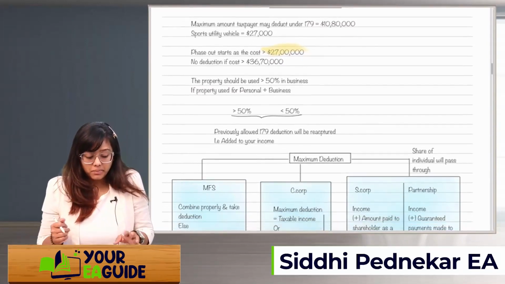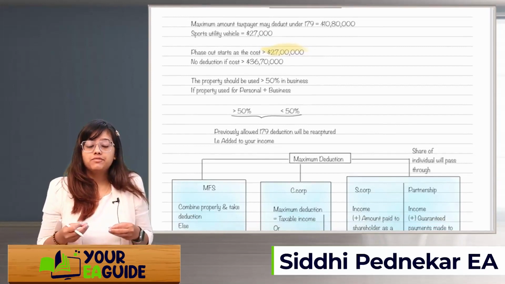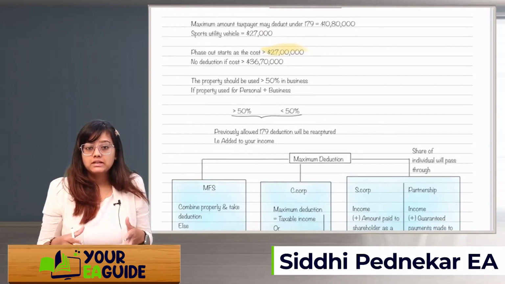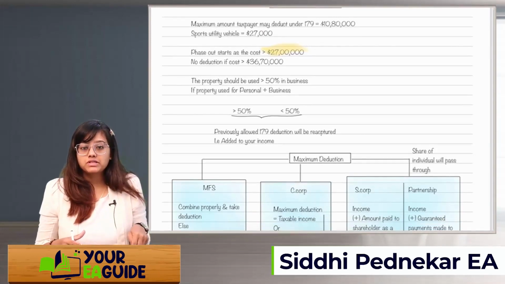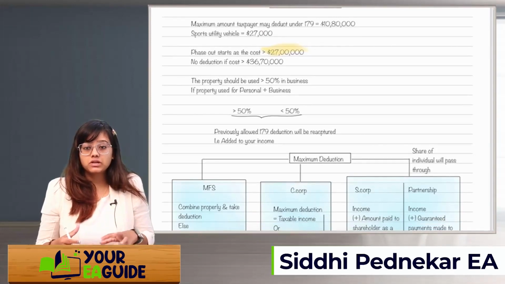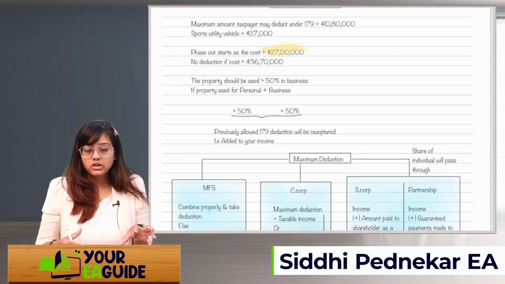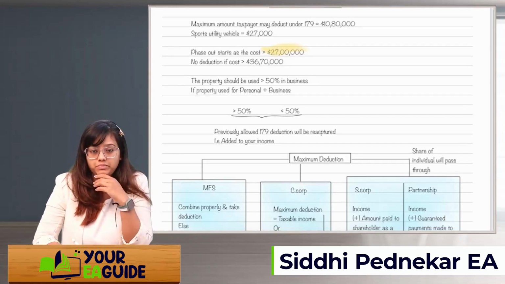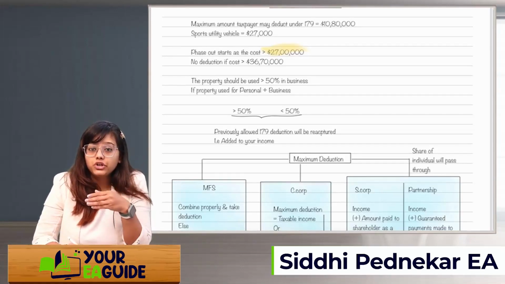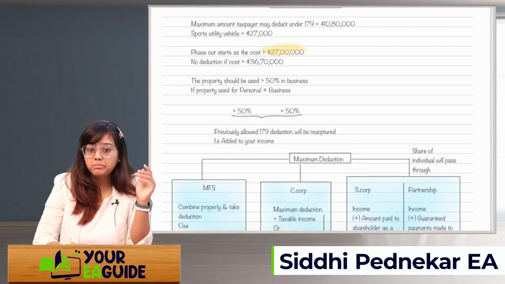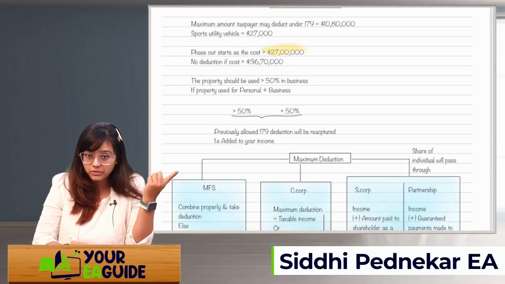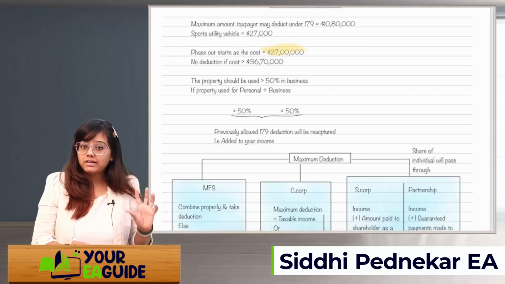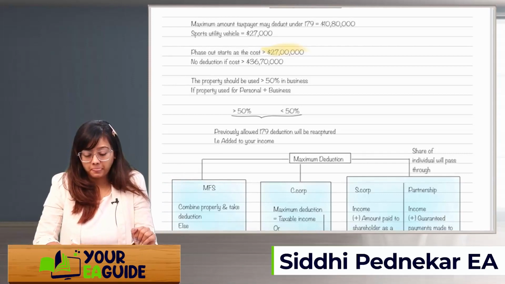All right. The property should be used in business for more than 50%. If it's used for personal plus business, then you will see over and above 50%, or if it's less than 50%. Over and above whatever is there, you will get the deduction, right, for that. But now, see, when you purchase the asset, you are using it for more than 50%. Now your usage has reduced to less than 50. At that time, what will happen? Previously, whatever 179 was allowed, that deduction will be recaptured. Means you will have to add that benefit in your income. Okay.